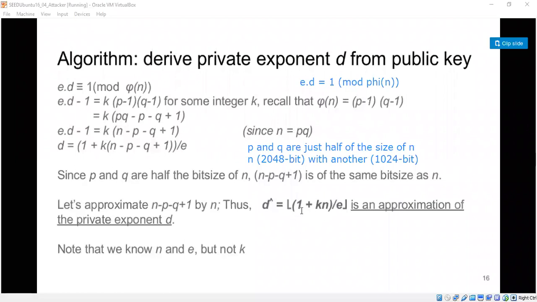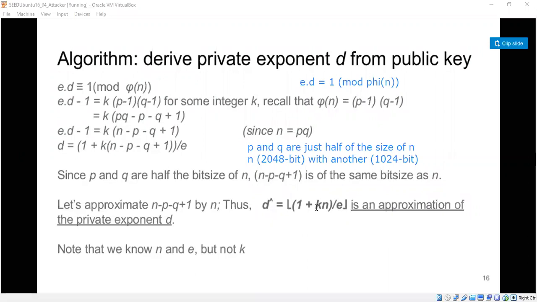And now, what are the things we know? We know 1, of course, it's a constant. We know n, we know e, but we don't know k. We did learn that k must be bounded by e. So we can just try k to be 1, k to be 2, all the way up to k being e at most. That's what we learned in the previous proof.